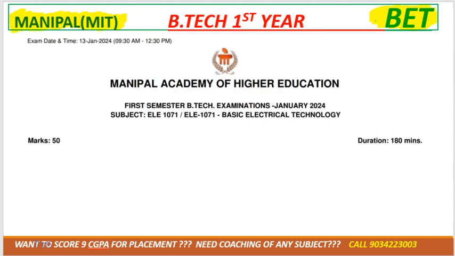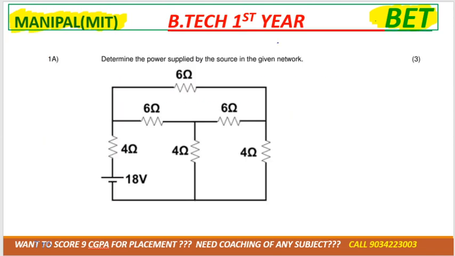So let's start with the 2024 paper, January session. First question, 1(a). They said determine the power supplied by the source in the given network. So this is a 3 marks question.